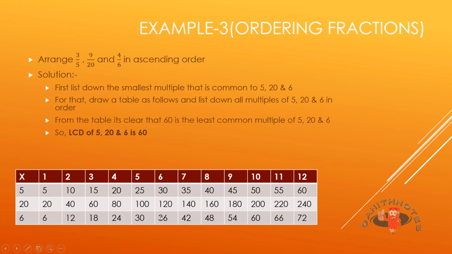So let's see what is the value that's common between the multiples of 5, multiples of 20 and multiples of 6. I find a 60 in the multiples of 5, I find a 60 in the multiples of 20, and I find a 60 in the multiples of 6. Apart from 60, I don't see any smaller value that is common to all the 3 values. Which means that the LCD or least common denominator of 5, 20 and 6 is 60.